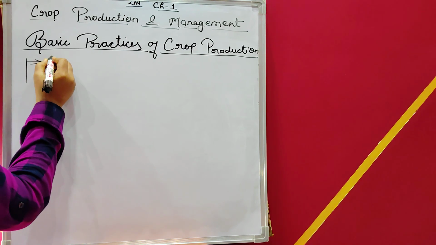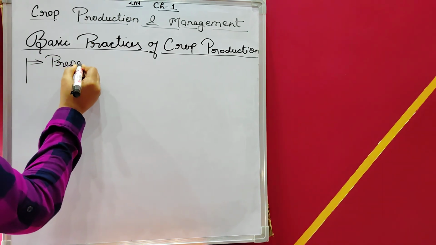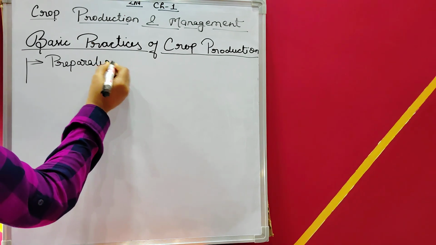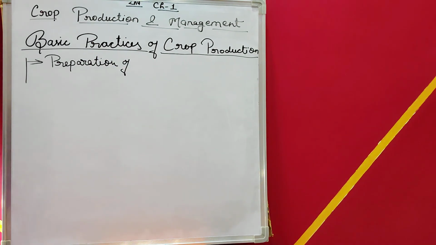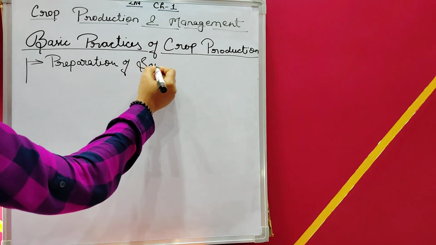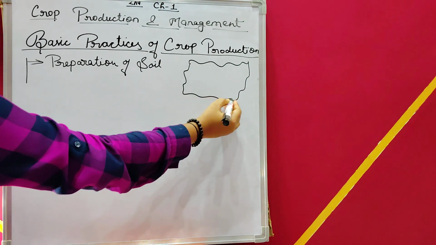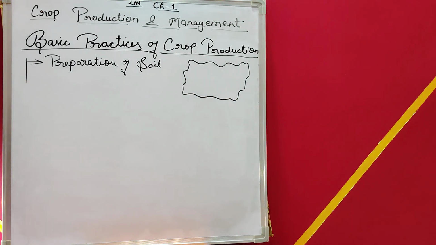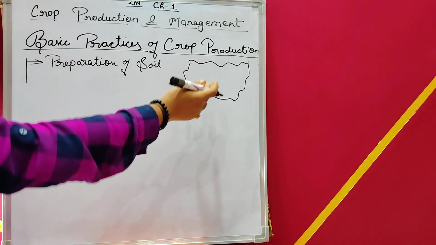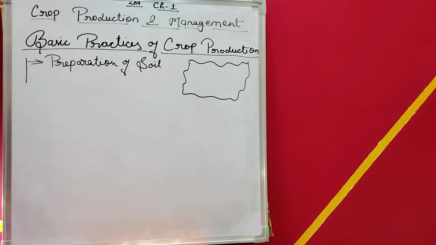Preparation of soil means, like, it is a field. Okay, this is a field. There is soil already, and a farmer needs to prepare the soil in the manner that he just needs to turn the soil and loosen the soil. If there are some large clumps of soil, he just needs to remove them, or he can break them into a smaller size. And if there are weeds, he just needs to remove the weeds as well.